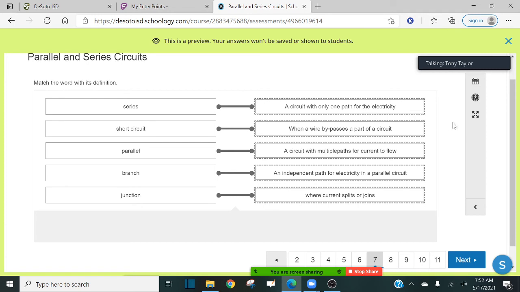Guys, go ahead and do this question right here where you're going to match the words with its definitions. So go ahead and do that now. I'm going to give you guys time to match that one up. Okay. Guys, can I move on? Does everybody got all of their definitions in the right order?